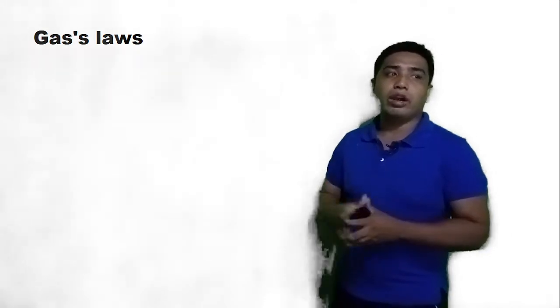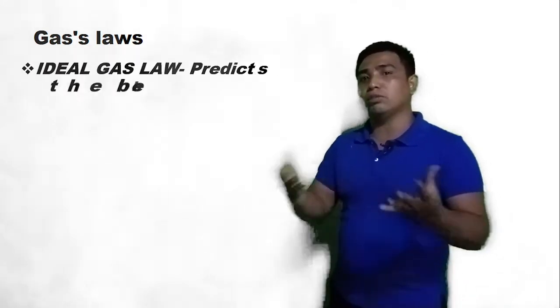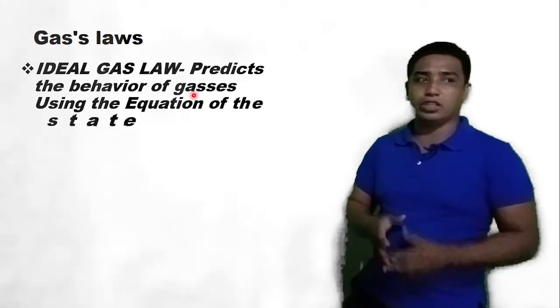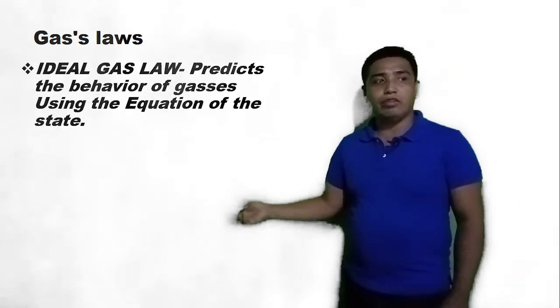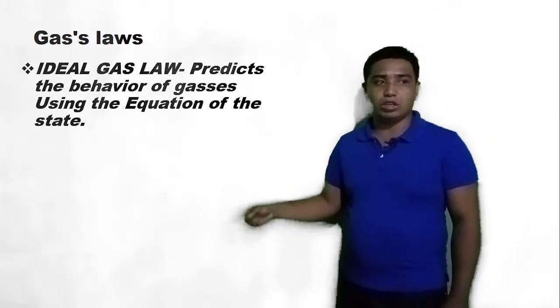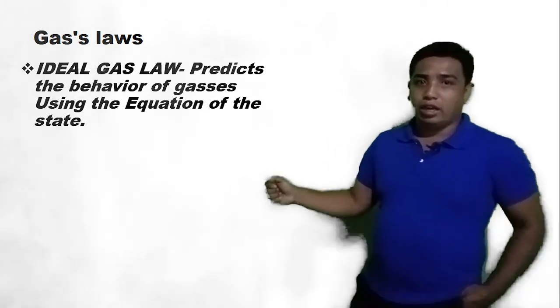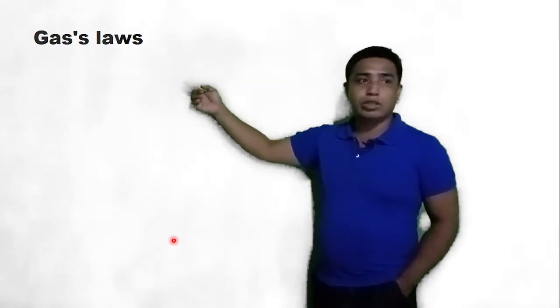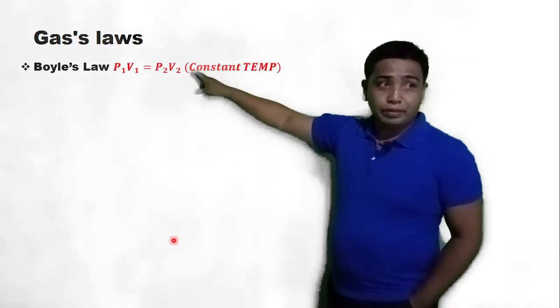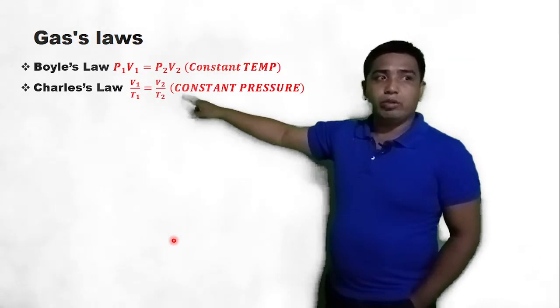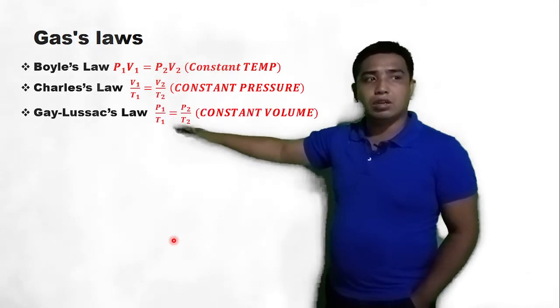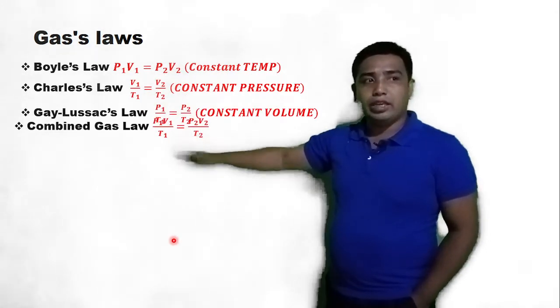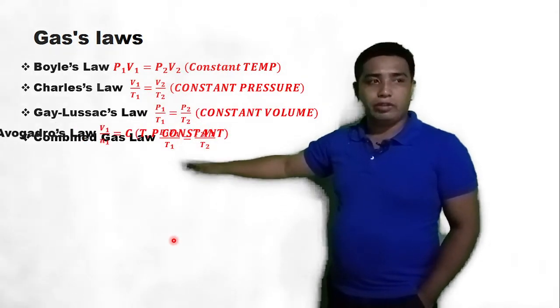We have the ideal gas law, which will be the topic of this discussion, which predicts the behavior of the gas using the equation of state. And here is the summary of what we have just reviewed. We have Boyle's law and its formula, Charles' law, Gay-Lussac's law, the combined gas law, Avogadro's law, the ideal gas law, Dalton's law, and Graham's law.